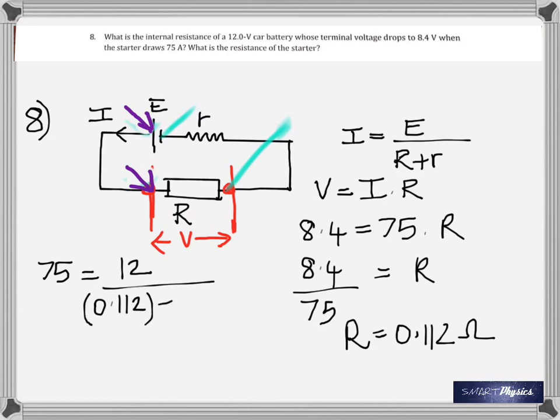Correct? Come on. Wait, let me stop it there. Does that make sense? What's that caps R?